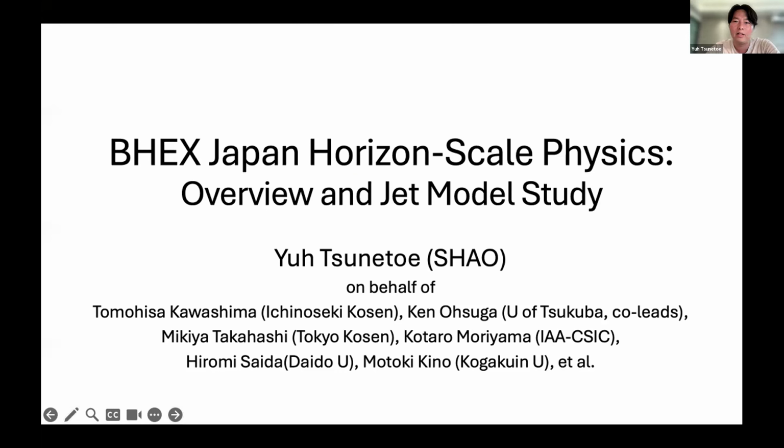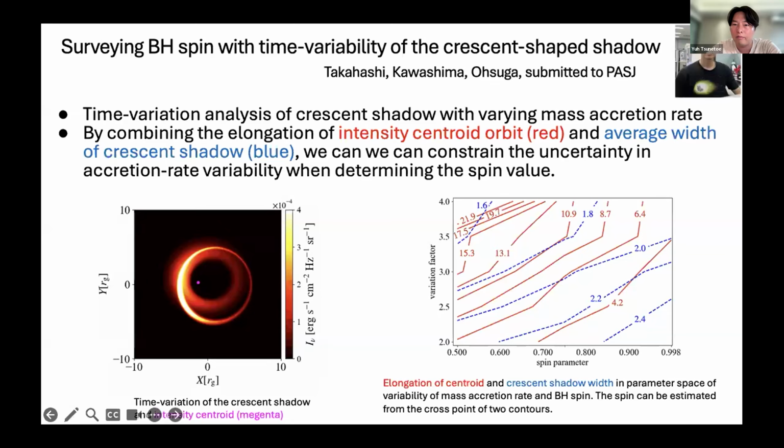I'm Yuh Tsunetoe, now a postdoc at Shanghai Astronomical Observatory, SHAO, and I serve here as the co-lead of the BHEX Japan Horizon Scale Physics Working Group. Today, I'd like to introduce some of our group's recent progress, and then I'll also talk about my own work on jet modeling.